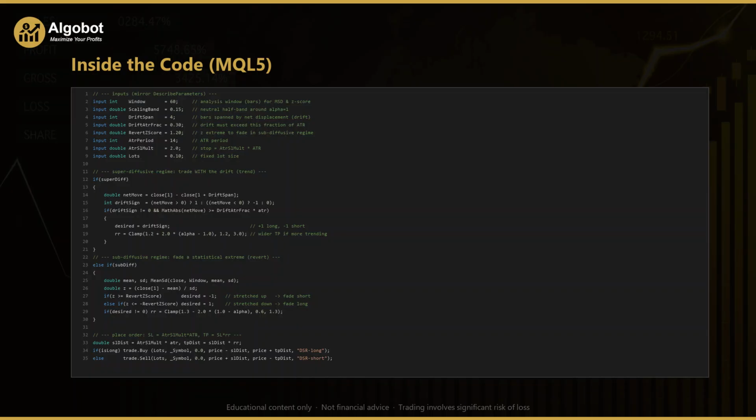The stop distance is AtrSL multiple times ATR, and the take profit distance is that stop multiplied by the reward figure. If the signal is long, the code calls trade.buy with the stop below and the target above. If short, it calls trade.sell with the stop above and the target below. One compact engine, both directions, driven entirely by the measured exponent.